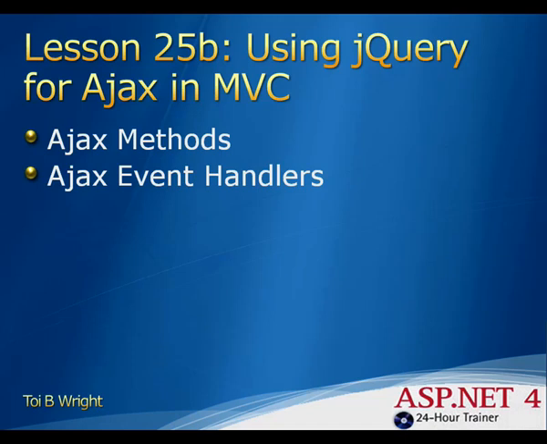The simplest way to fetch data asynchronously from the server is to use the .load method. The .load method can be used to replace the update panel server control that was introduced in Lesson 24A. These are the global Ajax event handlers that jQuery provides: Ajax complete, Ajax error, Ajax send, Ajax start, Ajax stop, and Ajax success.